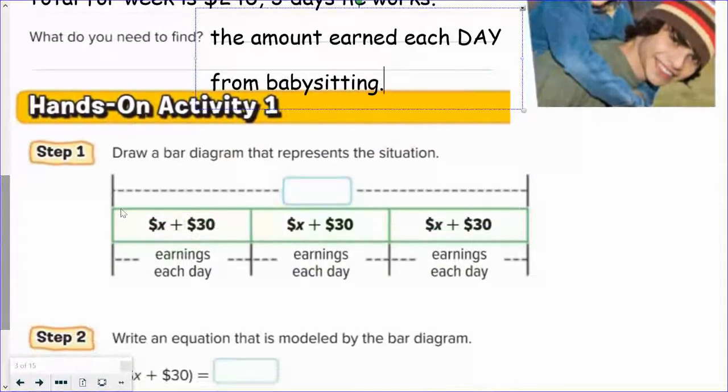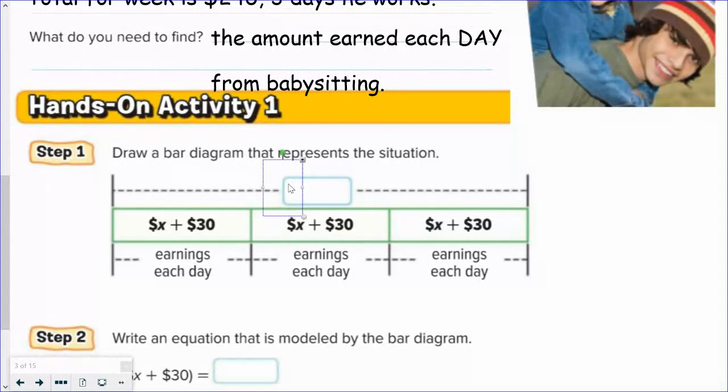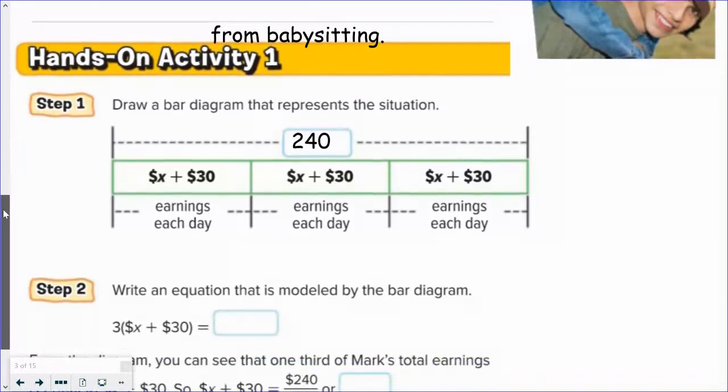So here we have a bar graph. Okay, it is split into thirds because Mark works 3 days. And this is the expression that goes inside each 3 days he works. He does gardening, he does babysitting. We know this whole time he is making $240.